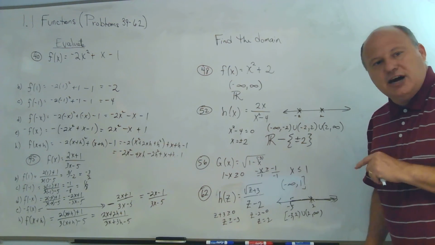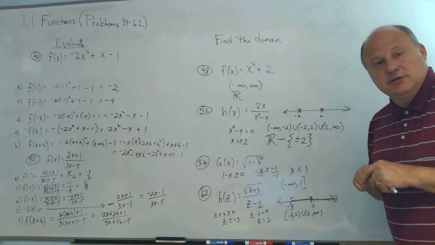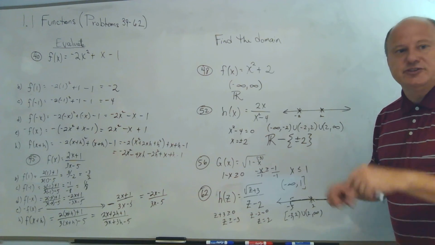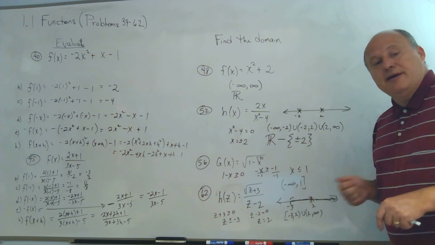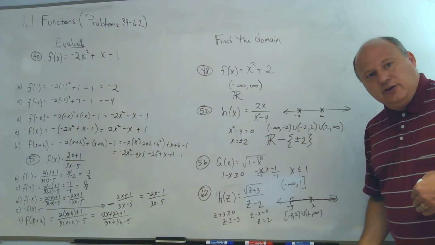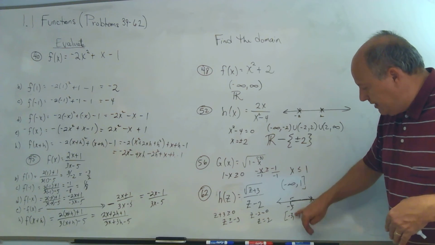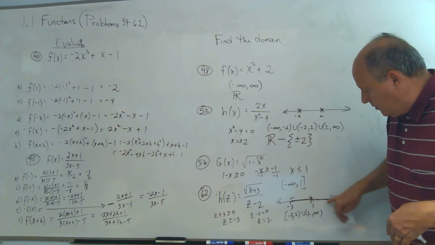This one is probably the most complicated of any type of problem that you're going to see when they ask you for the domain in this course. That doesn't mean that's the hardest one you'll ever see in your life. But in this course, this is probably about as hard as it's going to get. So it's to the right of -3, but don't include the 2. So that's what the domain is. So -3 to 2 means between here to here, and then 2 to infinity.